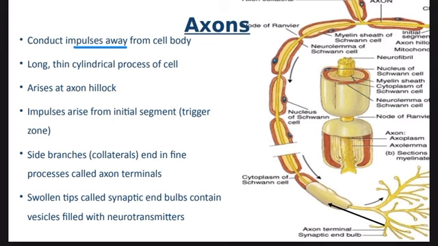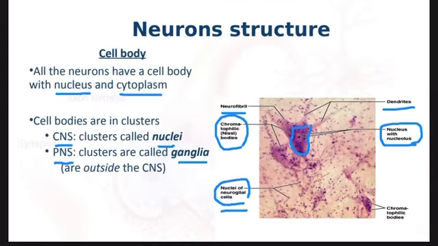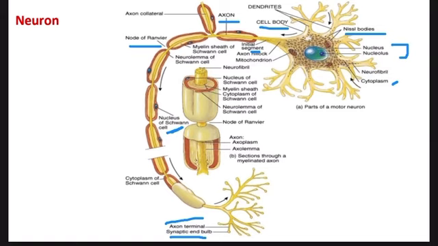They are long thin cylindrical processes of cells. They are cells. They usually arise at what we call an axon hill. Here you will see it. Here it's more clear. This is the node that starts from here.